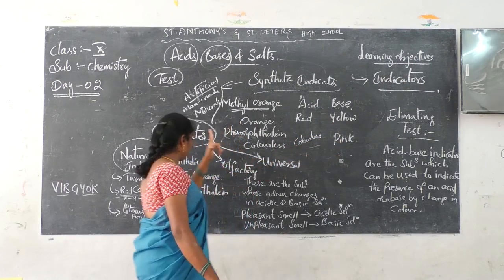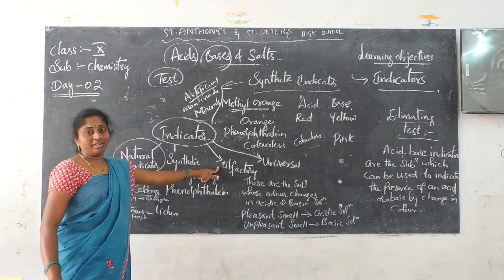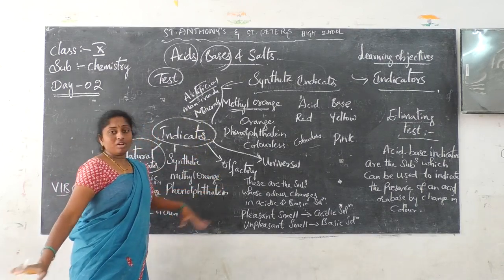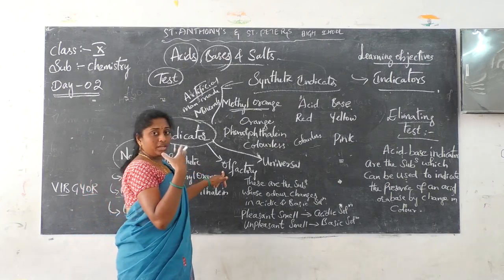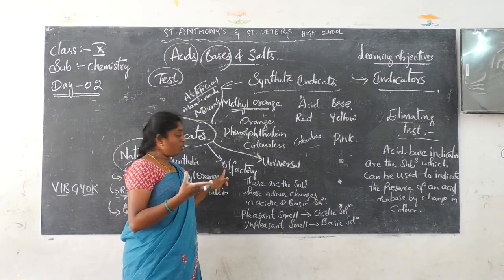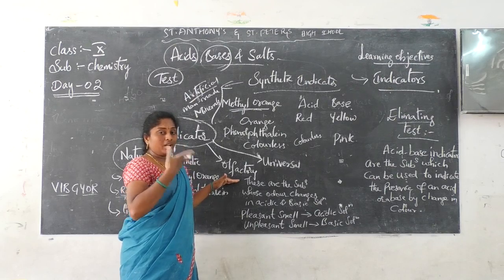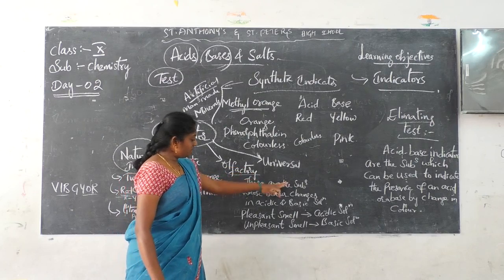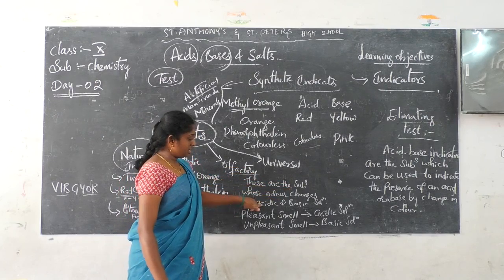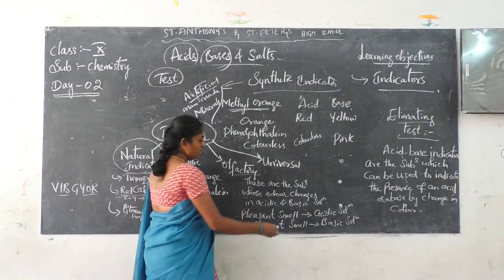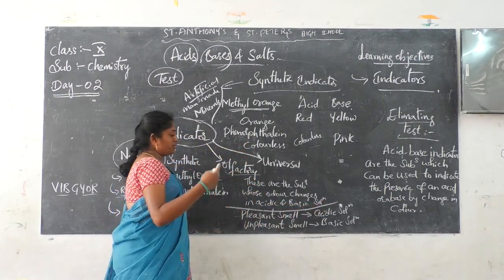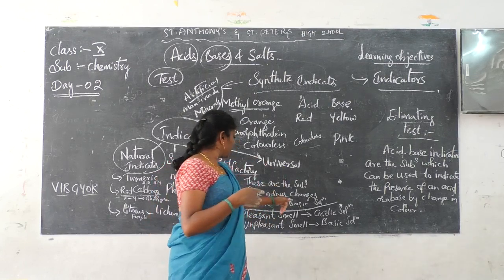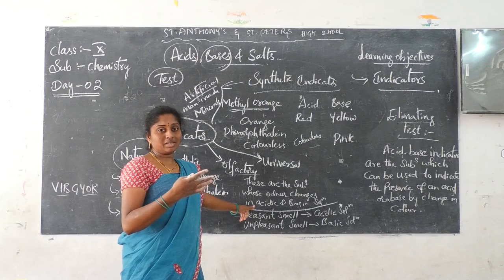into pink color. Okay, so now we will talk about the olfactory indicator, the third one. What is the olfactory indicator? Olfactory indicates smell, odor. What is the definition of an olfactory indicator? These are the substances whose odor changes in acidic or basic solution. The substances will change the odor in acidic or basic substances.